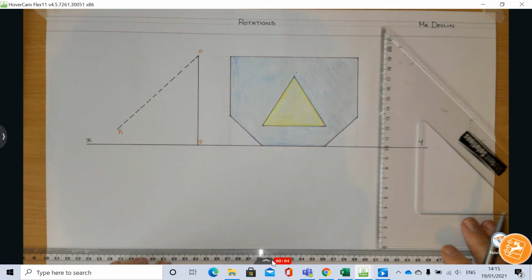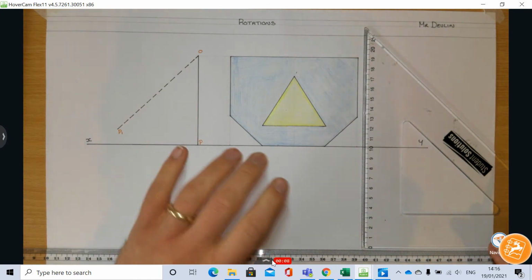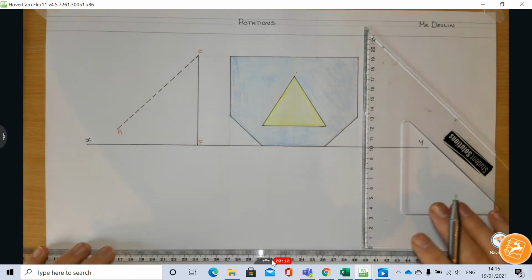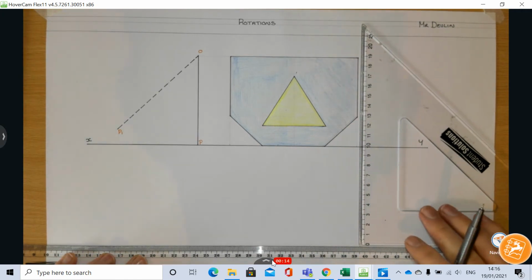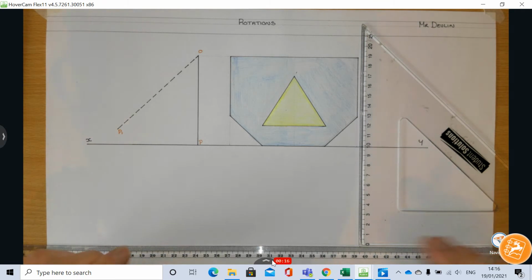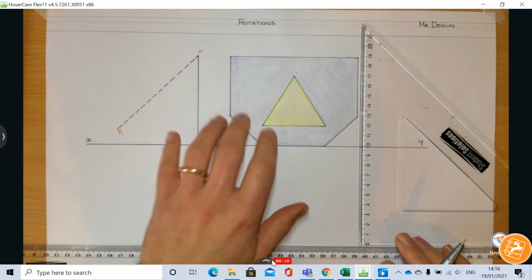Okay guys, I'm going to try this. I'm going to do a run through of rotations. This is just a question we made up for the purpose of this demonstration. What we're going to do is start as normal. The idea is we just draw what we're given. So this is the given question.